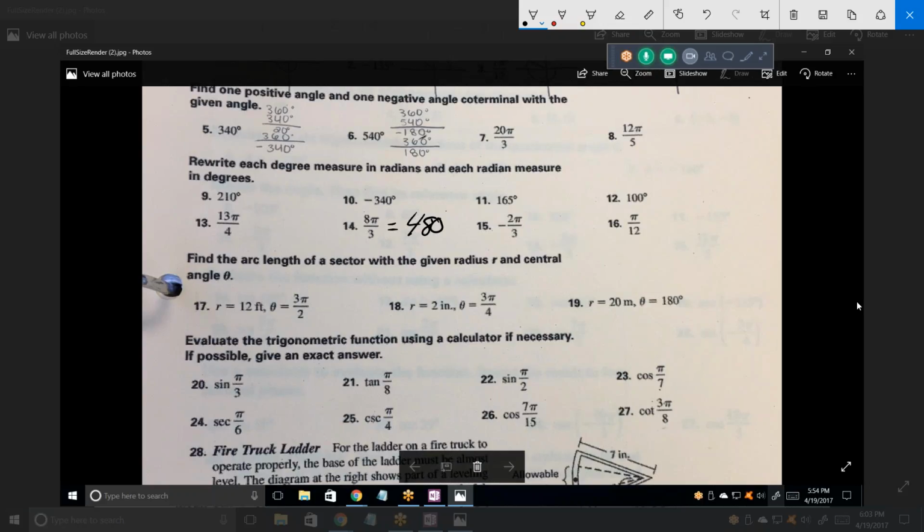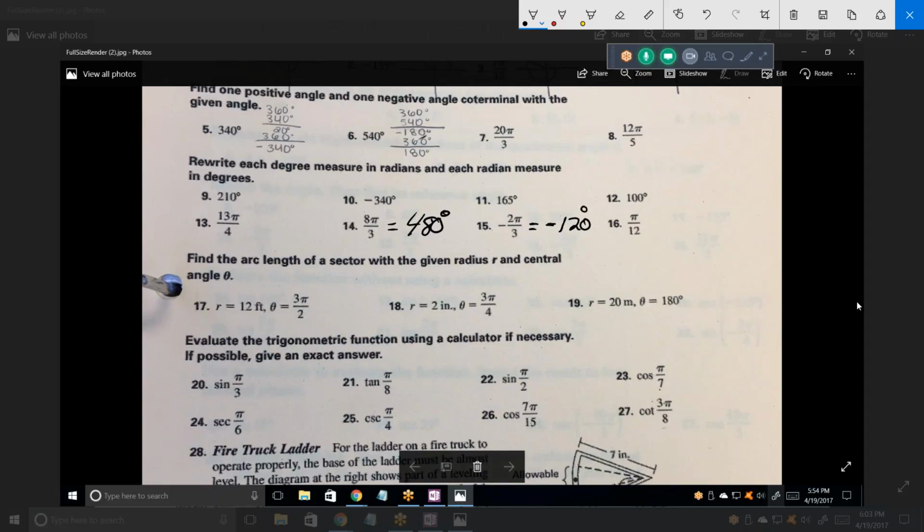Okay, let's do the second one. What's pi over 3 again? 60 degrees. What's minus 2 pi over 3? Would I just multiply 60 times negative 2? Yep. And negative 120.